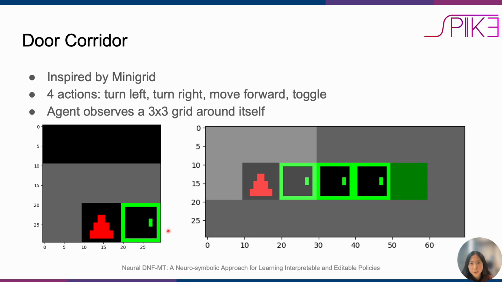The agent's goal is to reach the green cell at the end of the corridor here with 4 possible actions: turn left, turn right, move forward, and toggle. Toggle only works on a door and flips the status of the door.